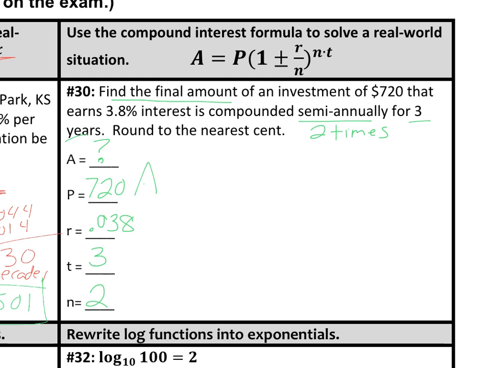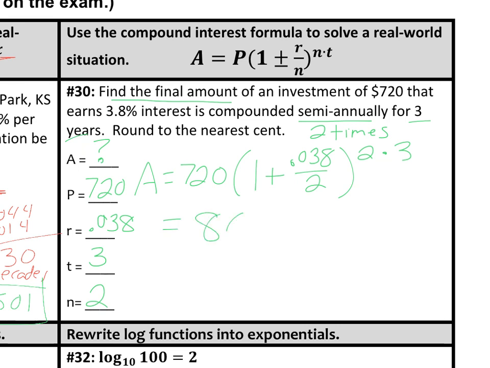From here, we're just going to rewrite A equals P. P is 720, parentheses 1 plus. It is definitely a plus because we are growing, all right? We're not spending more money. Our interest amount is growing. The rate goes on top. Rate is 0.038. N on the bottom is a 2. And up top, n times t, so that's 2 times 3. And plug that all into the calculator.